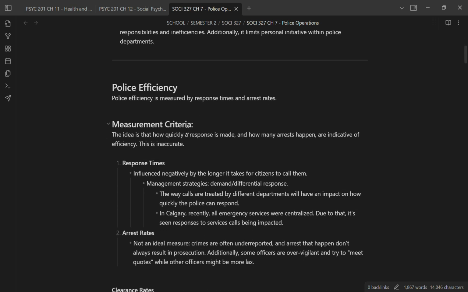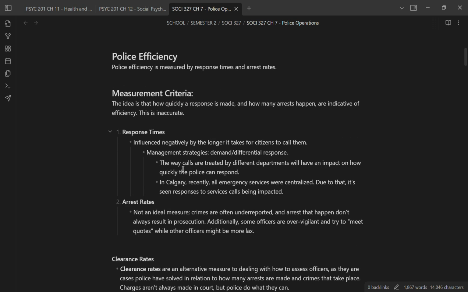So we're going to look at efficiency. Efficiency is measured by response times and arrest rates. The idea is that how quickly a response is made and how many arrests happen are indicative of efficiency, but this is wrong, and we'll talk about why.